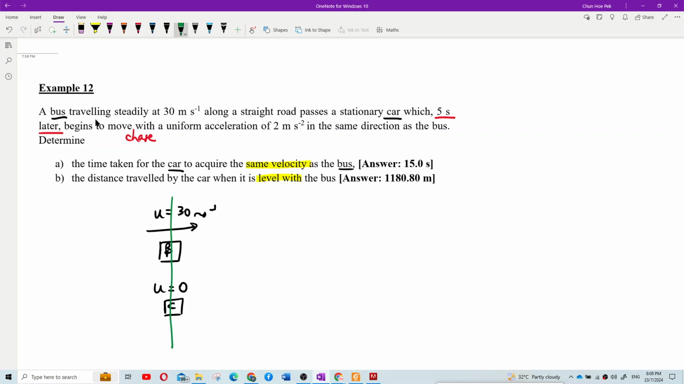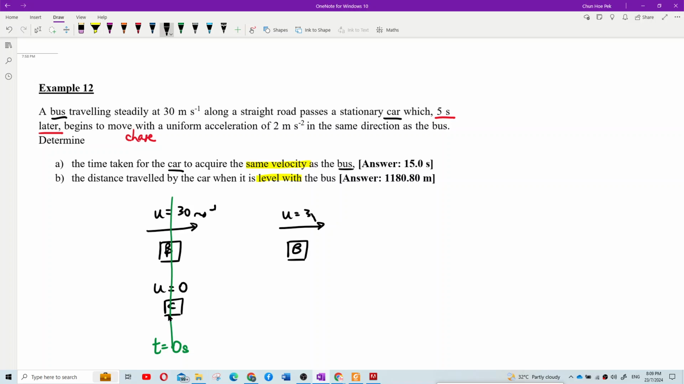Firstly, at 0 second, the bus passes the car. But the car does not immediately chase. It chased 5 seconds later. That means the bus already traveled certain distance. Maybe this is some reaction time of the car.